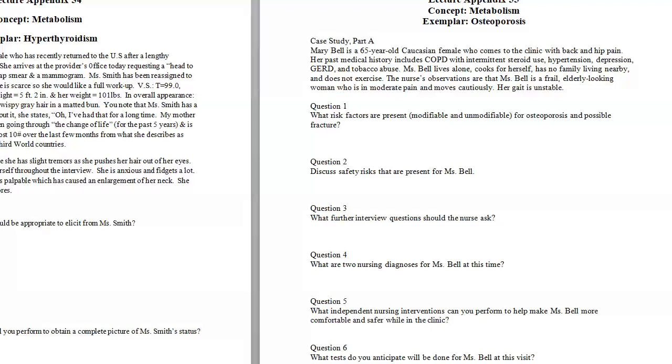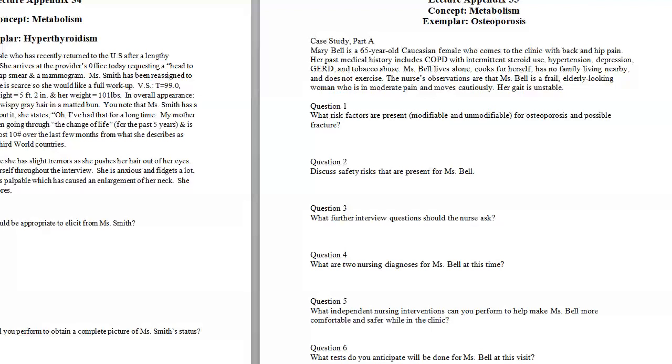So let's look at these questions. What risk factors are present, either modifiable or unmodifiable, for osteoporosis and possible fracture? So let's think about that. Modifiable risk factors for osteoporosis include disordered eating, calcium deficiency, vitamin D deficiency, substance abuse, a sedentary lifestyle, and prolonged use of some medications. For Miss Bell, modifiable risk factors include smoking, use of steroids to treat her COPD caused by smoking, cooking for herself that could lead to disordered eating, lack of exercise, and of course, menopause.